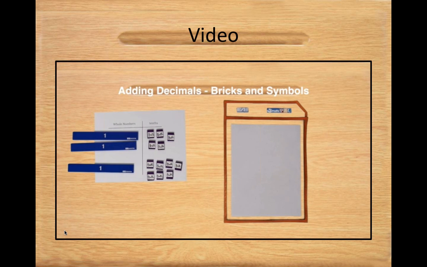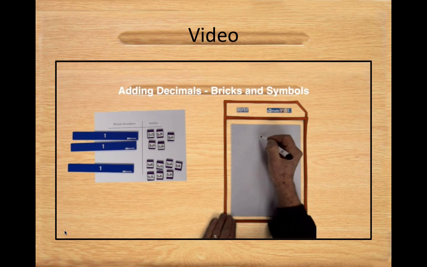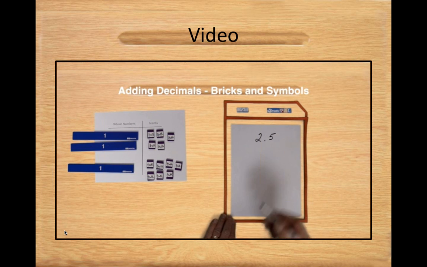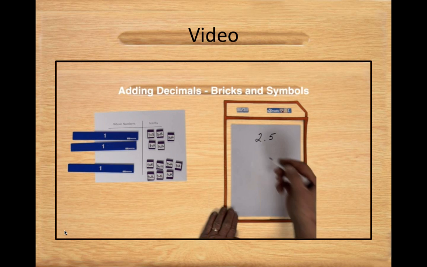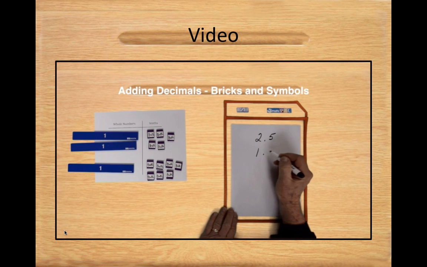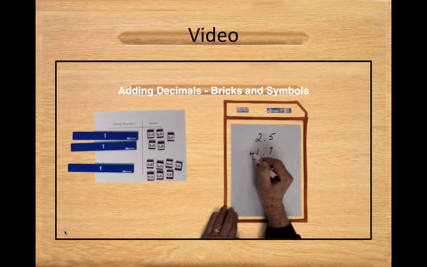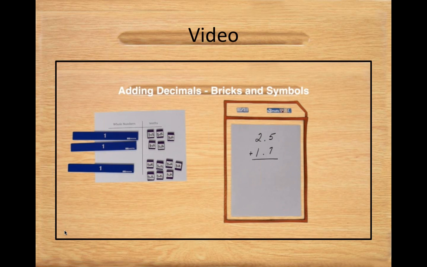So let's record that. We're going to add 2 and 5/10. Okay, so 2 and 5/10. And to that, we're going to add 1 and 7/10. So let us start with the tenths. We're going to add our tenths.